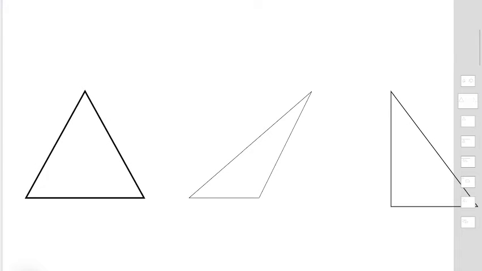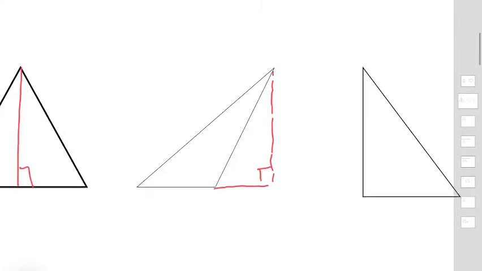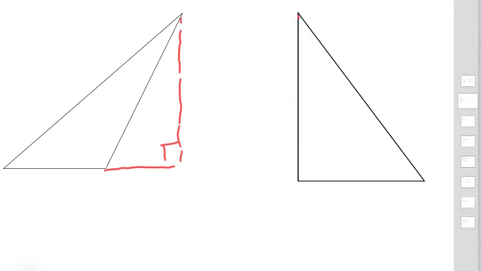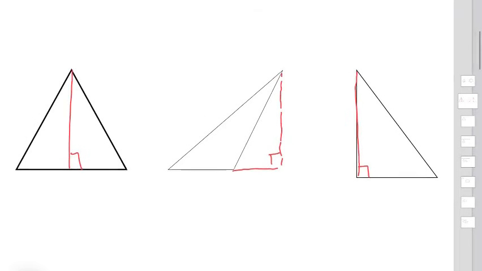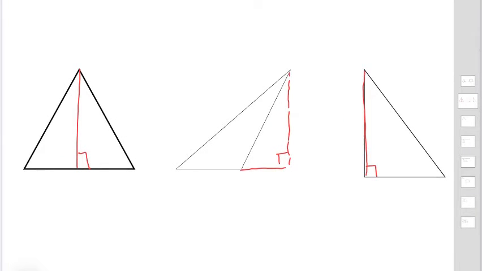Now, let's take a closer look at a triangle, because for a triangle, the altitude can be inside the triangle, or the height can be inside a triangle. The height can be outside of a triangle, or it can also be the side of a triangle. But nonetheless, it's always going to be perpendicular to one side.